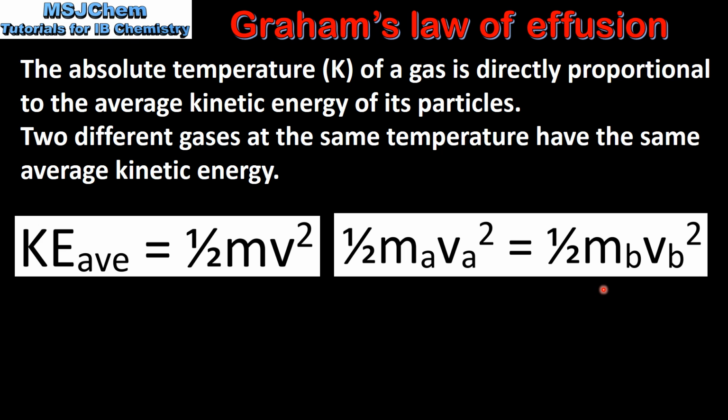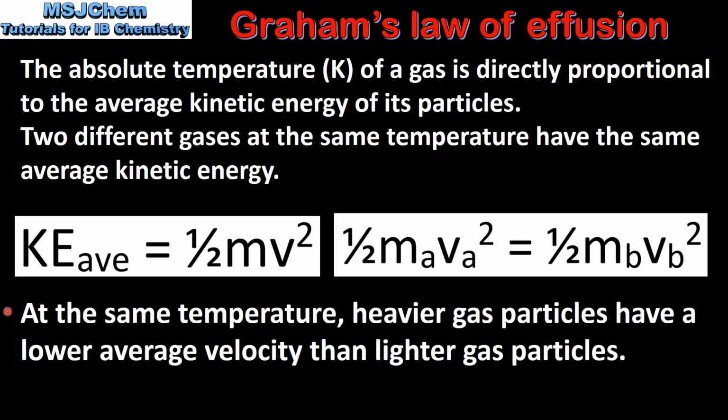If gas B has a higher molar mass, to have the same average kinetic energy as gas A, the average velocity of the particles must be lower. So at the same temperature, heavier gas particles have a lower average velocity than lighter gas particles.